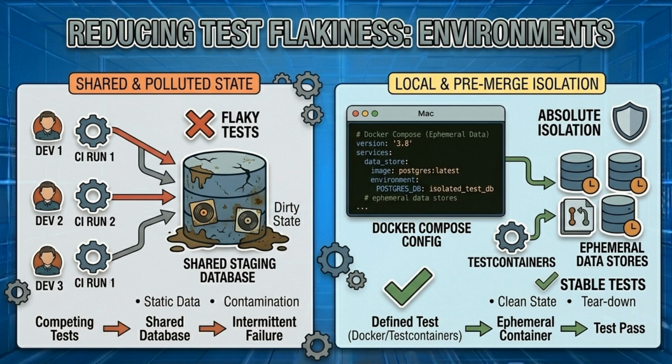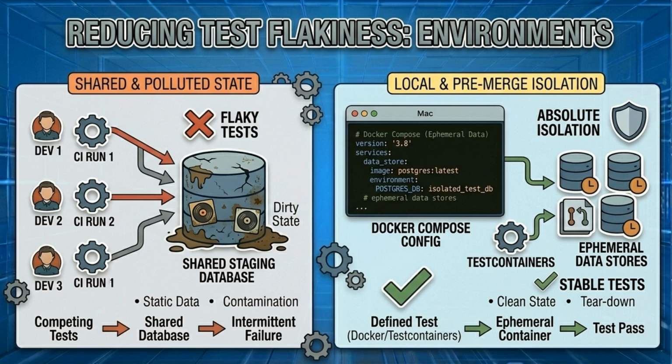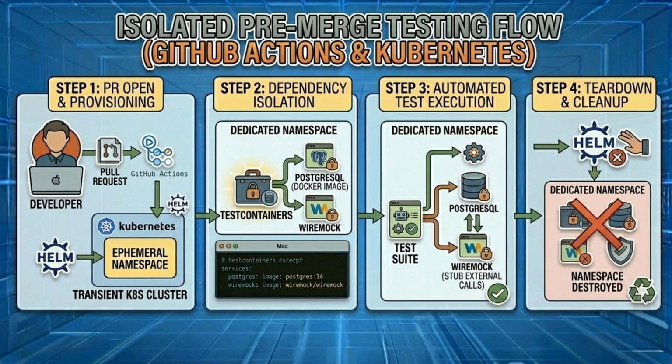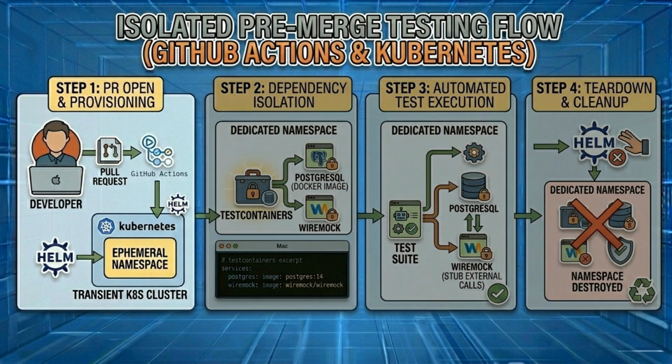The first tier is the local and pre-merge environment. The rule here is absolute isolation. Developers should never connect local builds to a shared staging database. Instead, utilize Docker Compose and Testcontainers to spin up ephemeral, fully isolated data stores. Here is a concrete step-by-step implementation of this workflow at the pull request level.